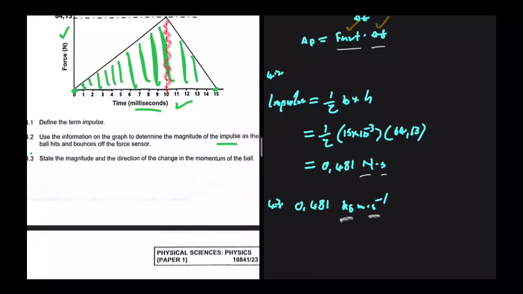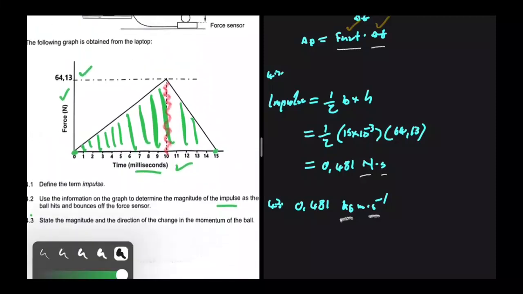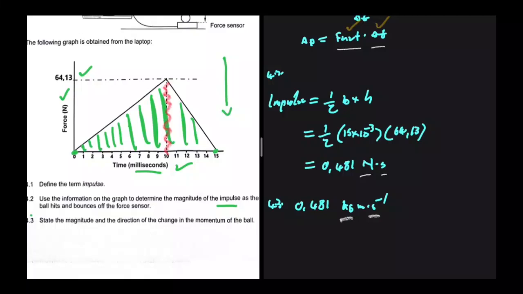What about the direction? The ball is being dropped and it hits the force sensor. When it hits, the force sensor will apply a force on the ball upwards. So the impulse will be upwards. So this is the direction we need to indicate here, that it is 0.481 upwards.